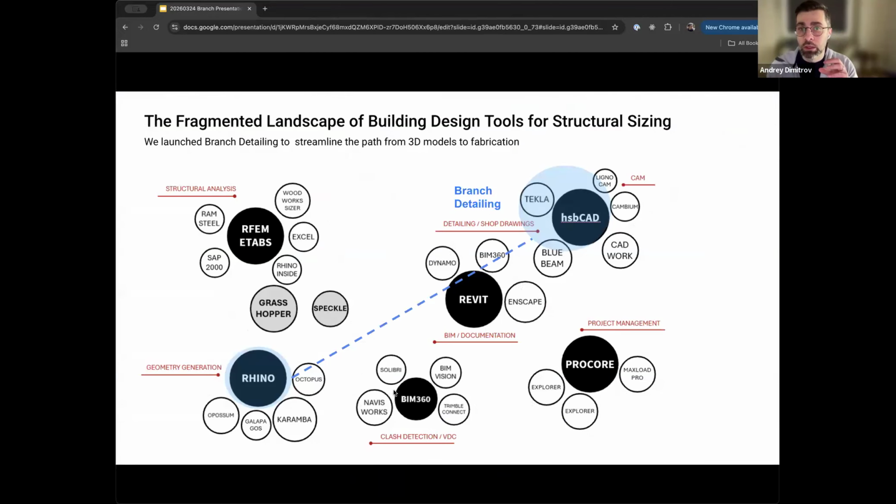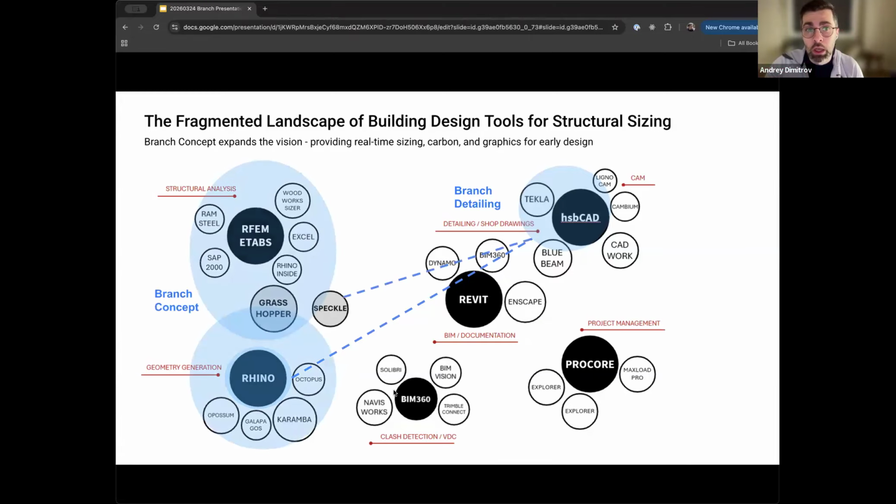The first product that we created was called Detailing, and that is the internal product that brings together the ecosystem of software that we have to deal with, from Rhino to analysis software to CAM software for manufacturing, and brings that together in a holistic way. So that was the initial first years of Branch.